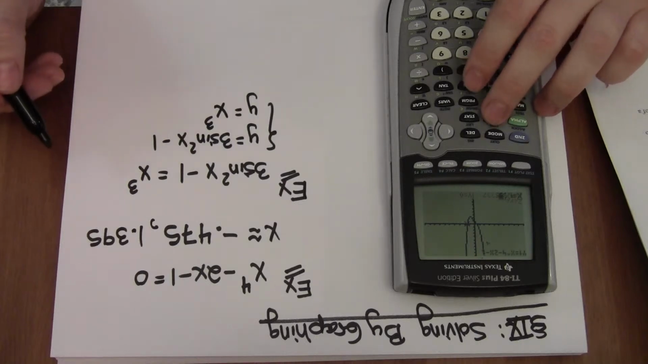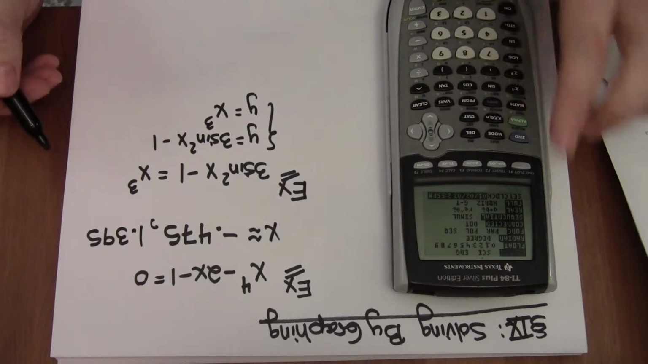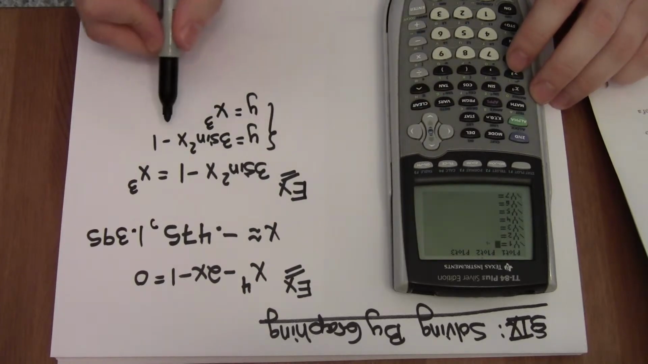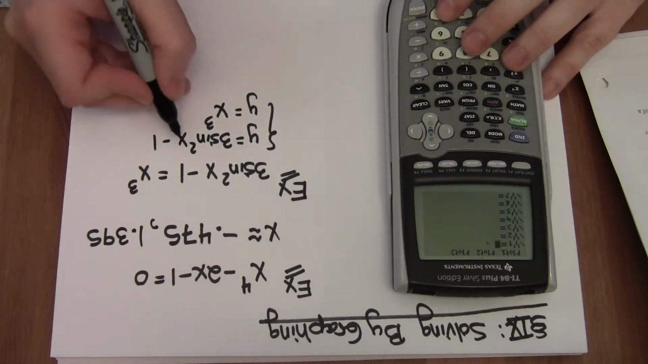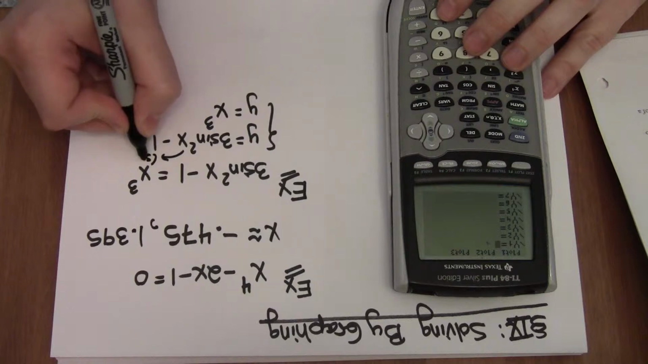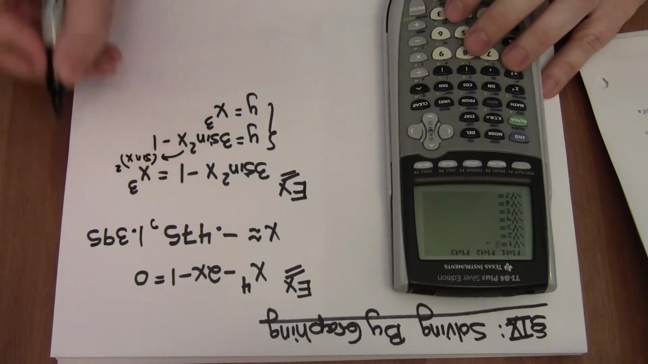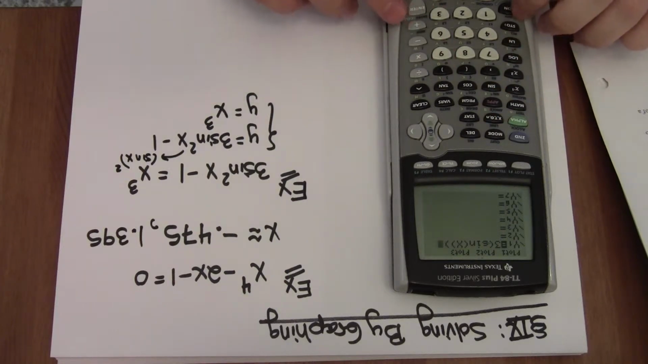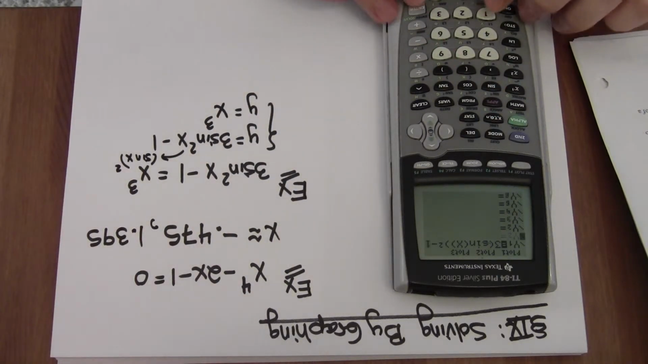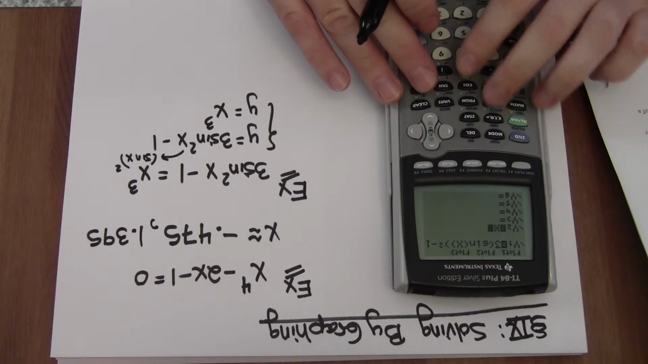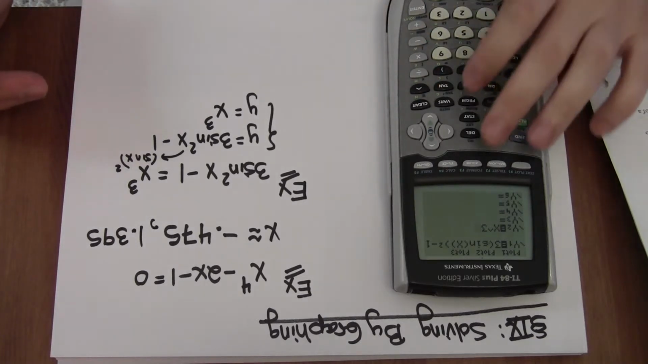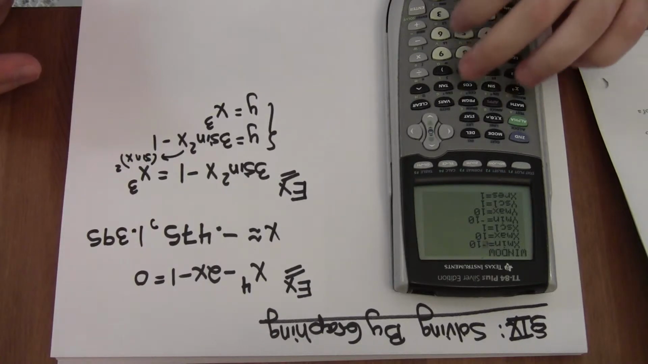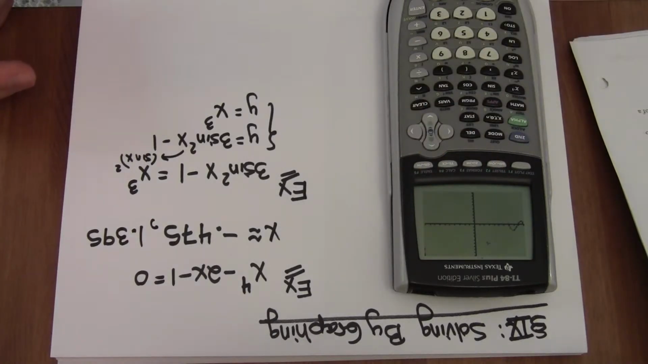Before moving on, I need to make sure I'm in radian mode. My calculator is. I'm going to clear out what was in there. To type in 3 sine squared x, remember that sine squared x is really just saying the sine of x, squared. So I'm going to type this in as 3 sine x squared minus 1. Under y2, I'm going to type in x to the third. I want my viewing window to be that same negative 10, 10, 1, negative 10, 10, 1. I'm going to push graph.